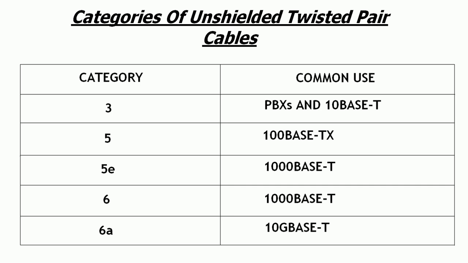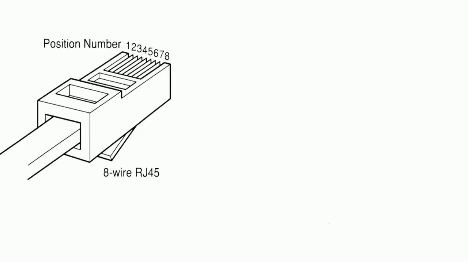And finally, we have the Category 6A cable, wherein the A stands for augmented. It supports twice as many frequencies as Category 6. It gives us a speed of 10 gigabits per second. If you have seen an RJ45 connector, you might have noticed that there are 8 pins in it. Ethernet by default uses only 4 of those pins, that is 1, 2, 3 and 6. There is a pair of pins to transmit data and a pair of pins to receive data.